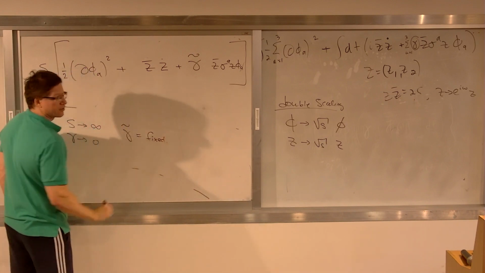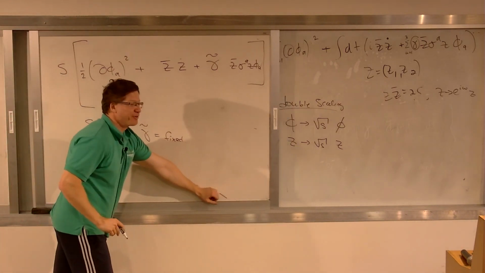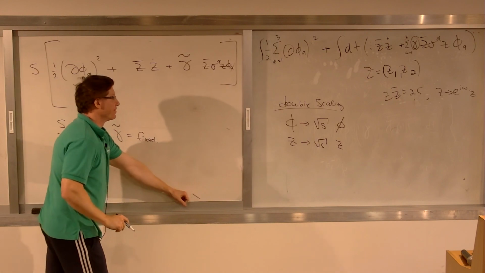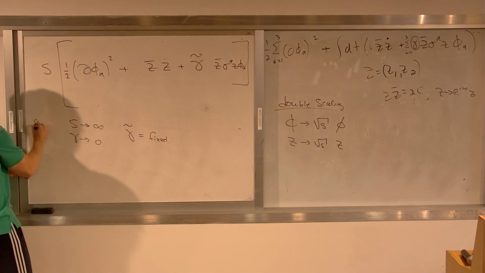I think it's called double scaling, right? No, that's called scaling. Scaling, sorry. We always call it double scaling in all our papers. It's called scaling because, scaling. This is a scaling limit.